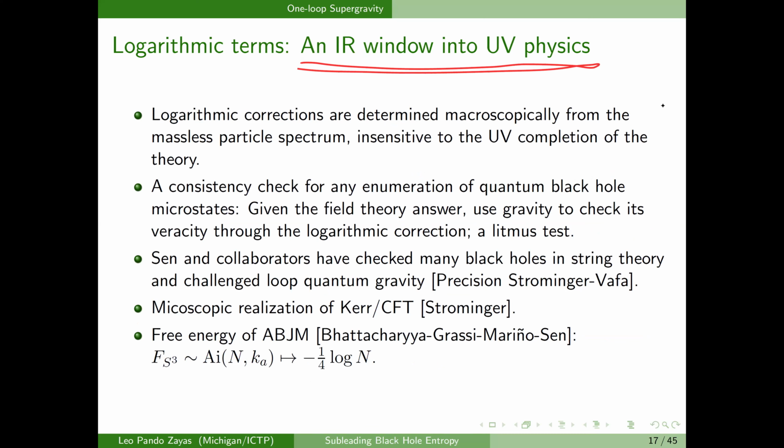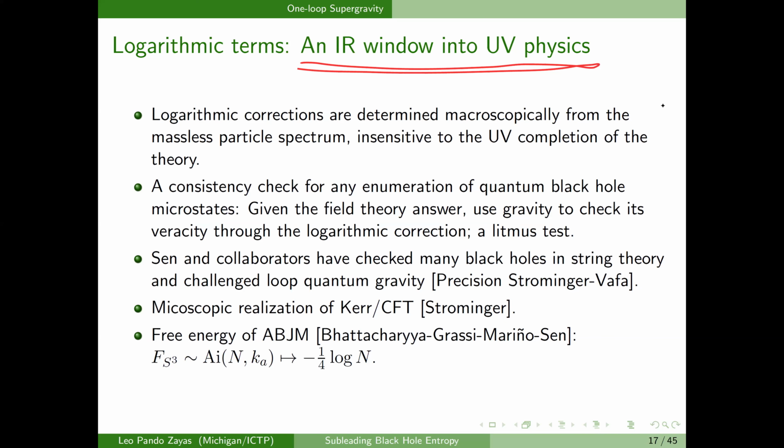So Ashoke Sen, as I said, has pioneered the study of this logarithmic correction to the entropy of asymptotically flat black holes. Logarithmic corrections are determined macroscopically from the gravity side by the massless particle spectrum. So they are completely insensitive to the UV completion of the theory. That's why they are robust. I will try to convince you a little bit more of that point.